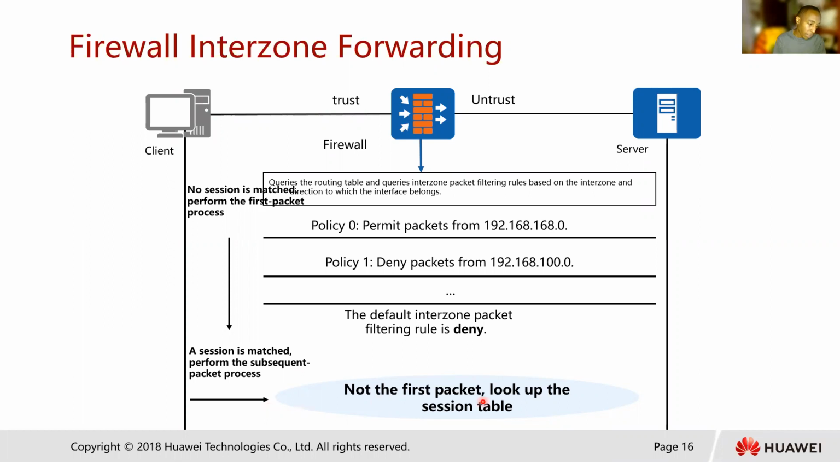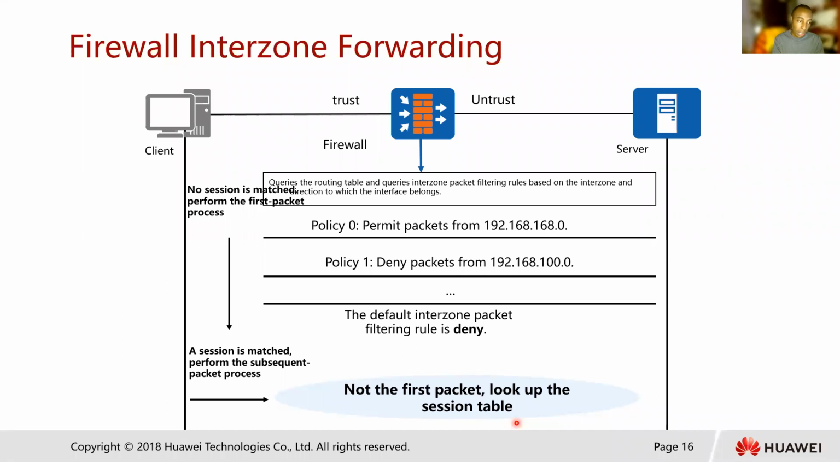So if it is not the first packet, because it is not, it will look up the session table and look at what rule you applied to the last packet, because this one is not the first one. But if it was the first one, it will do what we call the first packet process and check against the rules. I hope this gets clear. This first packet process, and then there's also a subsequent packet process, and all these apply in interzone forwarding.